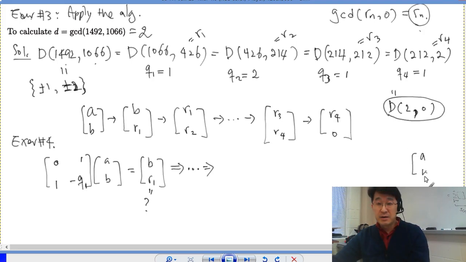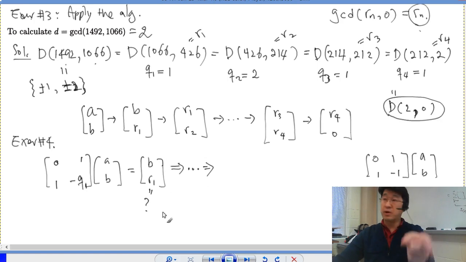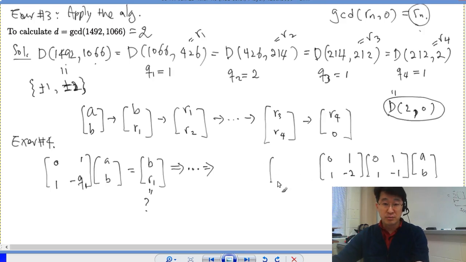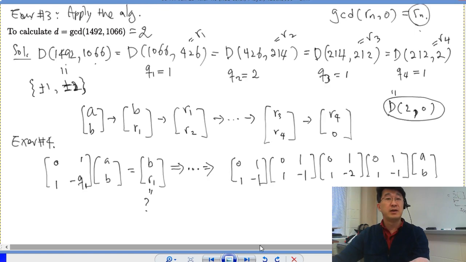We start with A, B, multiply what matrix? 0, 1, 1, negative 1. That's a Q1, right? Then look at this whole thing as a column vector. This is the B1 R1 column vector, right? You multiply on the left again by what matrix? It's always 0, 1, 1, and this one here is negative 2. And here one more, 0, 1, 1, negative 1. One more, 0, 1, 1, negative 1, right? Then you arrive at, if you do that, I think you arrive at 2, 0.